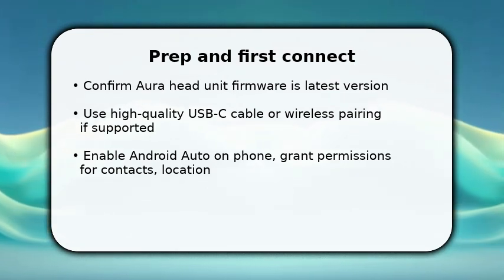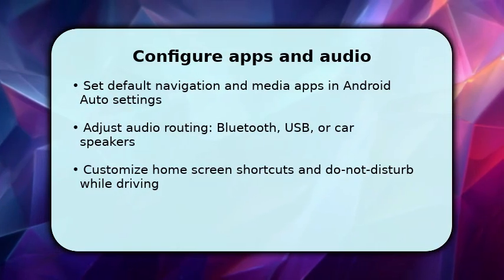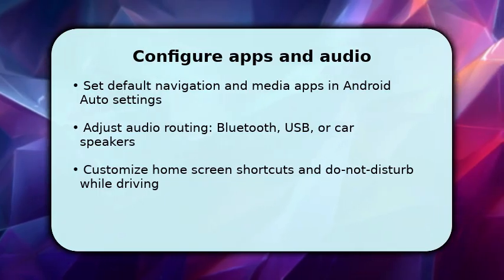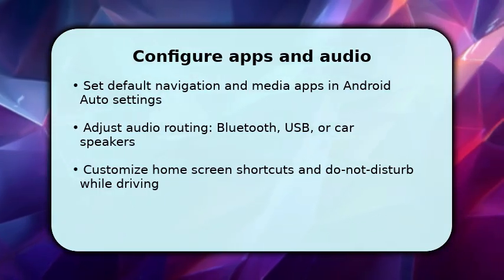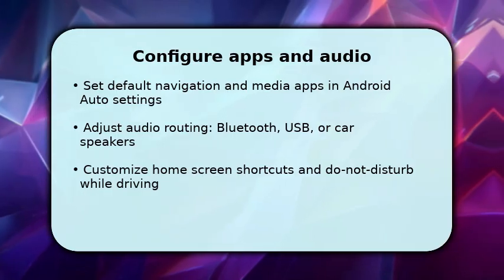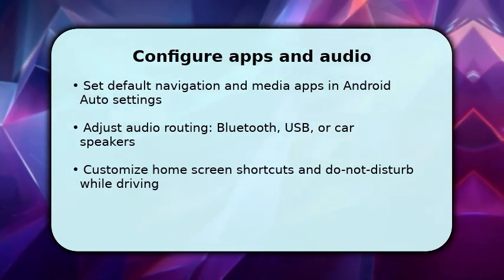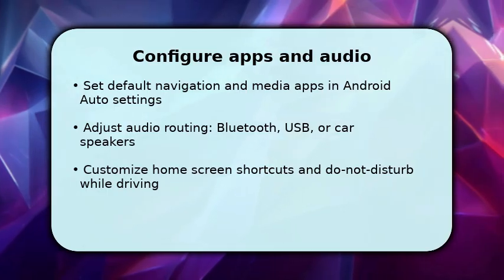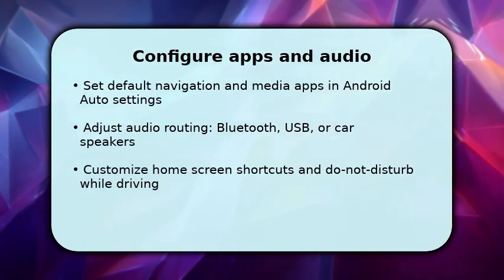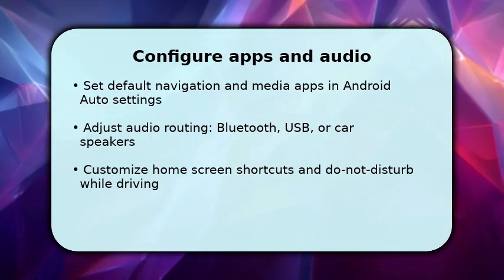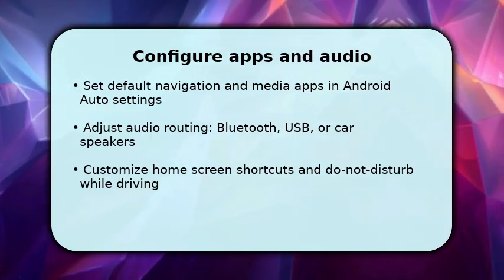You configure app behavior and audio next so the system behaves predictably. Open Android Auto settings on your phone and pick default navigation and media apps. This ensures maps open automatically when directions start. Then set audio routing, choose USB, Bluetooth, or car speakers so media plays through the right channel.